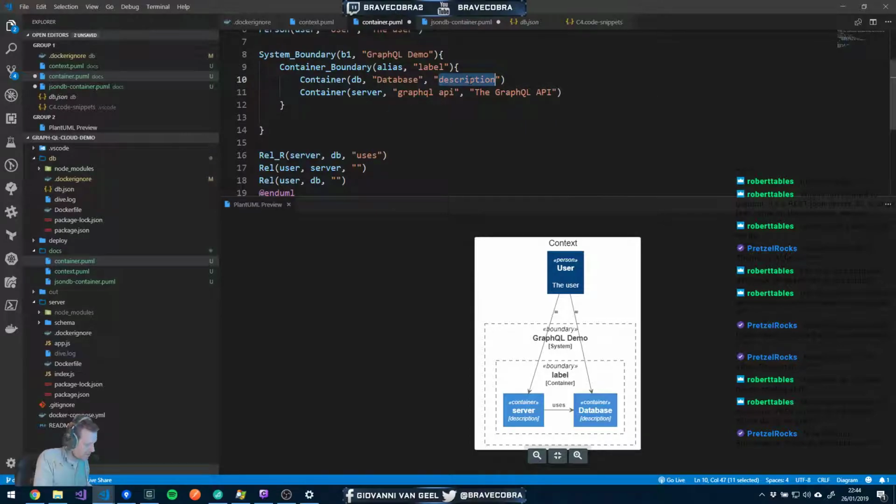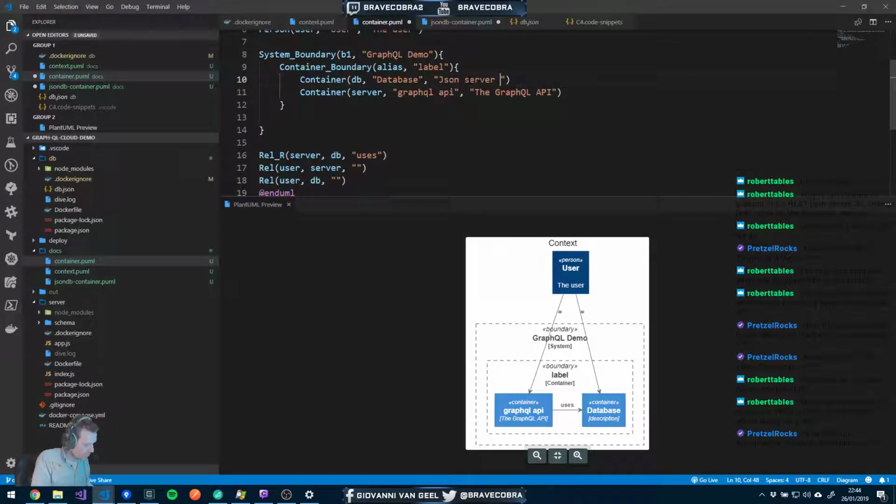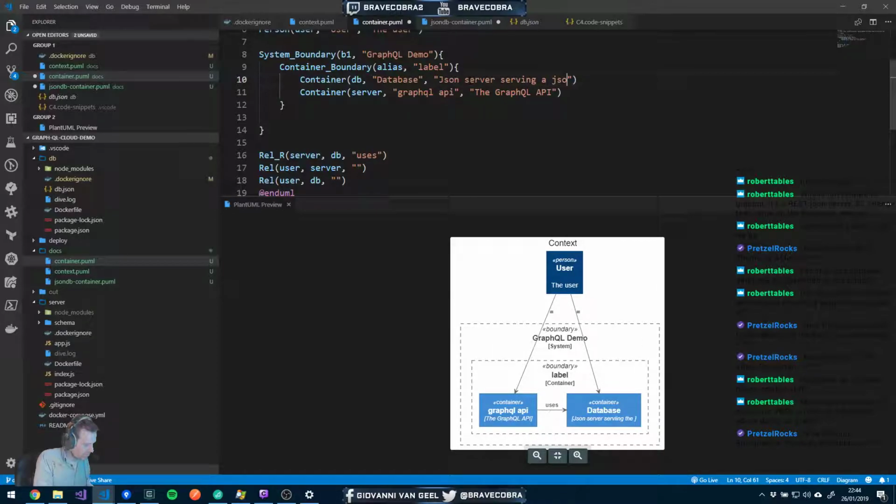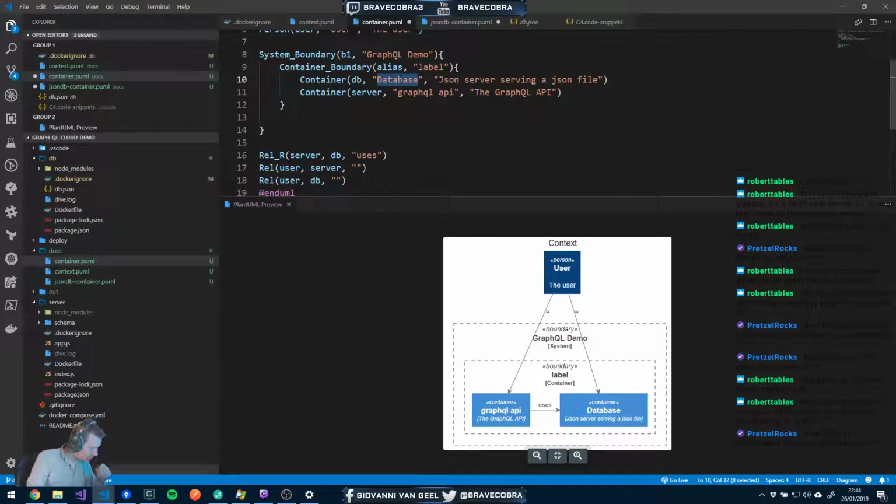And this database is a JSON server serving a JSON file. And I shouldn't be calling this one... yeah, we call it DB. Let's call it DB there as well to keep the naming the same. Right. Okay. So get that DB one you can call directly, and you have the GraphQL API, which is that one. Now it's starting to make sense slowly.